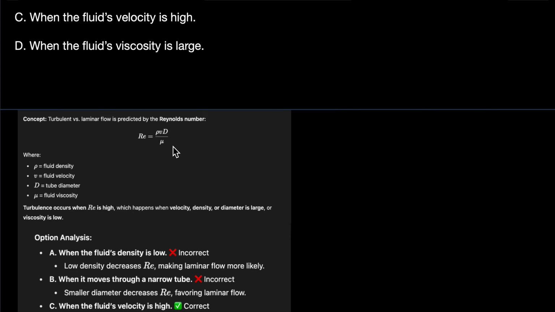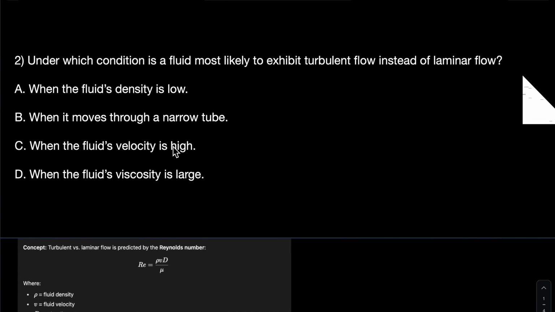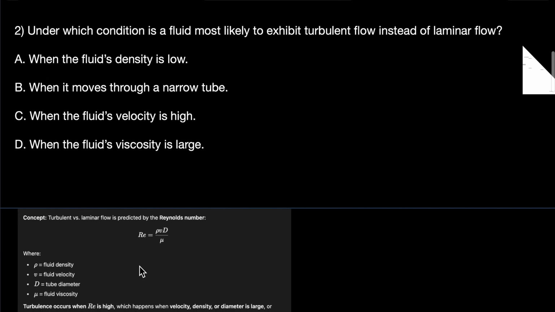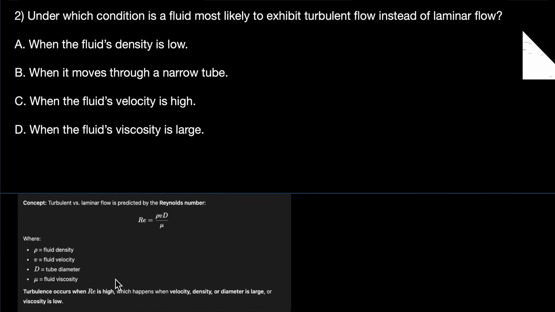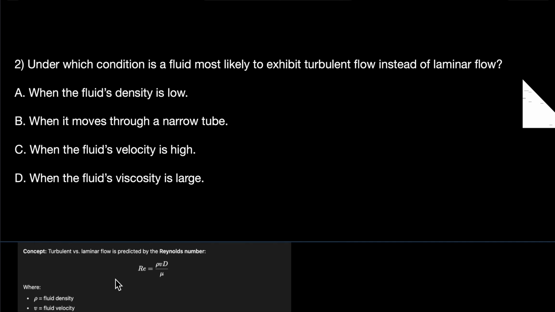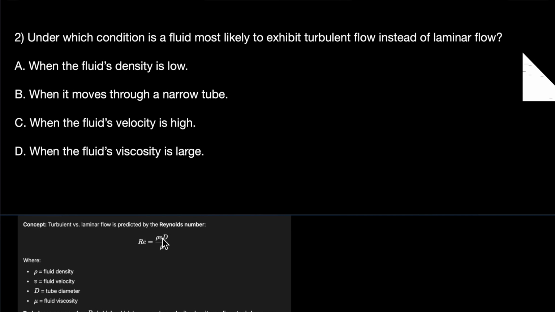With that in mind, let's look at the answer choices. A. When the fluid density is low, that's not correct, because fluid density and Reynolds number have a direct relationship, and Reynolds number is positively correlated with the fluid's turbulence. B. When it moves through a narrow tube, no. Narrow tube, a small Reynolds number, no turbulence. C. When the fluid's velocity is high. Okay, if the velocity is high, the Reynolds number is high, which means we have turbulence. So C might be the correct answer.